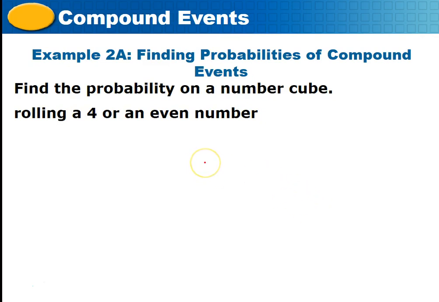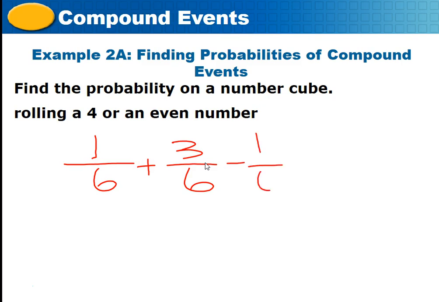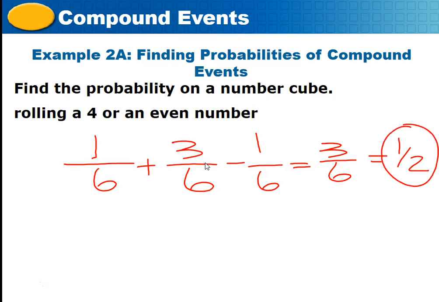Okay, so find the probability of a number cube rolling a 4 or an even number. Our probability of rolling a 4 is 1/6, because only one side has a 4 on it. And our even numbers would be 2, 4, and 6. So that's 3 numbers. And then a 4 is an even number, so we can't count it twice, so we have to subtract it. So if we add across the top, we've got 1 plus 3, that's 4, minus 1, that's 3. Remember, we got a common denominator, so we're good on the bottom. And then we know that 3/6 is 1/2. So that's our answer.